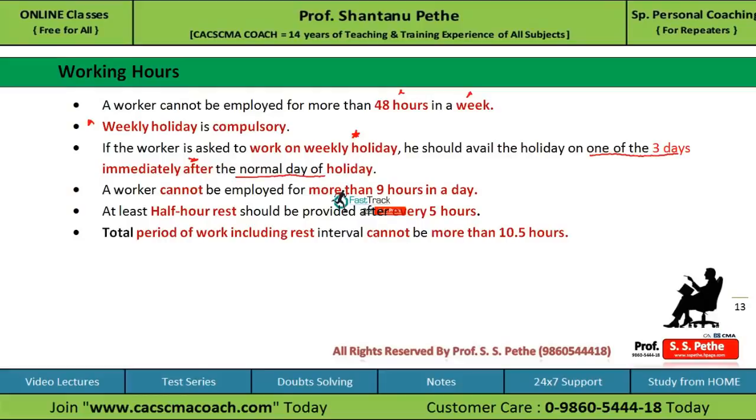A worker cannot be employed for more than 9 hours in a day. There should be at least a half-hour rest, and it should be provided after every 5 hours of work. Total period of work including the rest interval cannot be more than 10.5 hours.